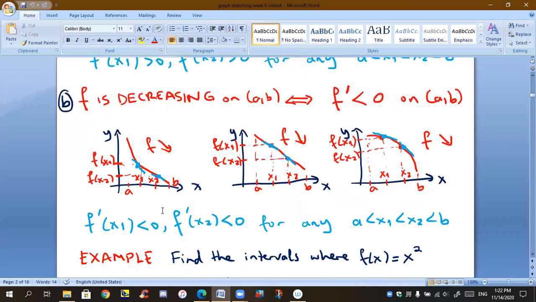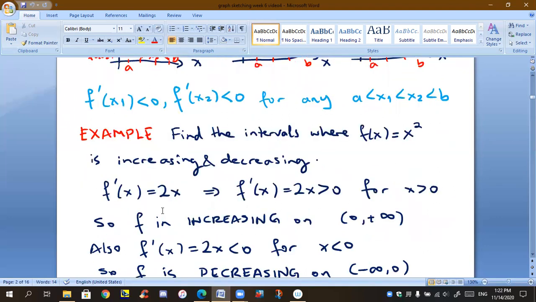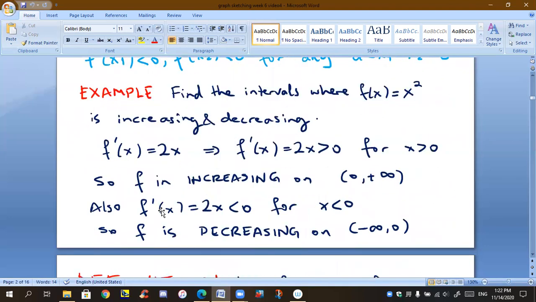Okay, so now here is an example. Find the intervals where f of x equals x squared is increasing and decreasing. Since increasing and decreasing are related to the sign of f prime, we find f prime, which is 2x. If 2x is positive, then f will be increasing. So when is 2x positive? When 2x is bigger than 0, which is only possible when x is bigger than 0. So for all numbers on the interval 0 to infinity, f prime will be positive, which means f is increasing.